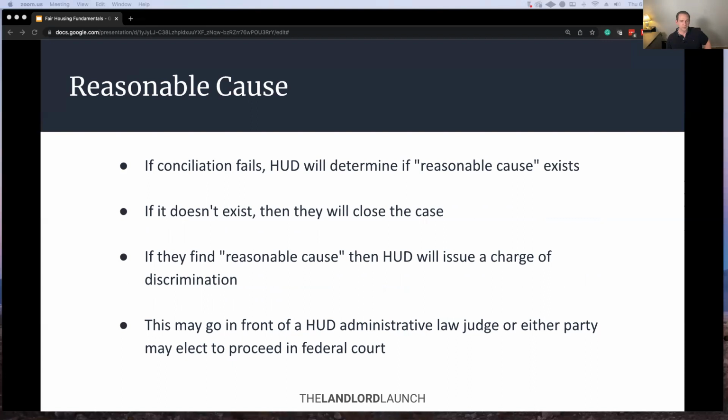And then there are a couple different things that can happen. One, they can take it in front of a HUD administrative law judge, or either party could say, no, we don't want to do that. We want to proceed in federal court and take it straight into the legal system. Now, which way is better? I couldn't tell you. I have never worked with a HUD administrative law judge.